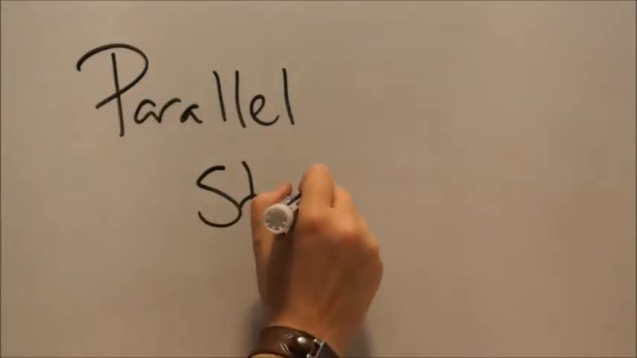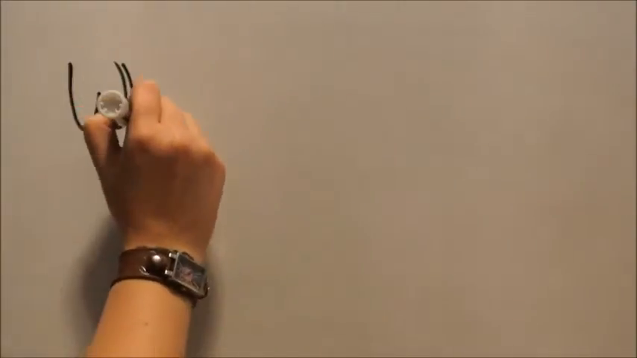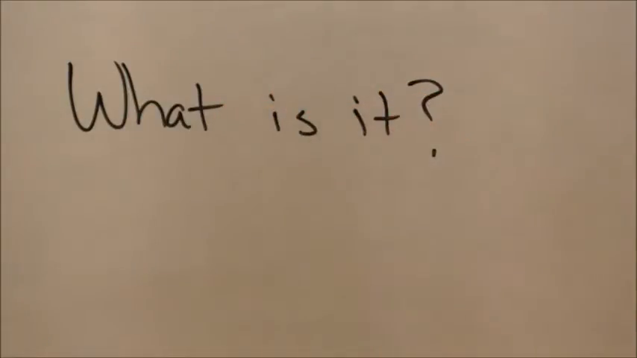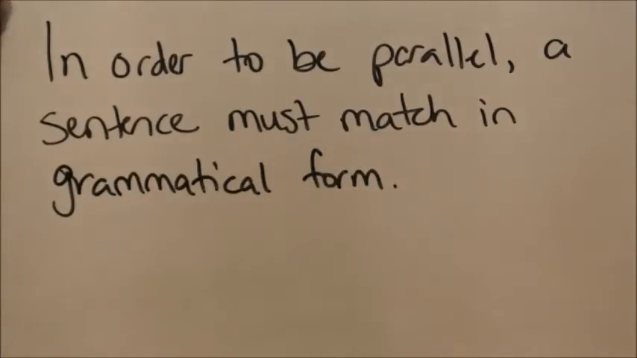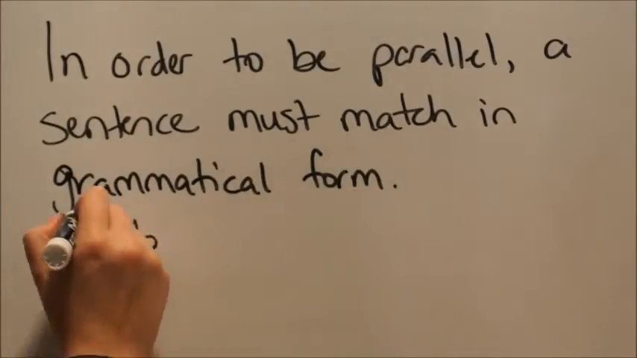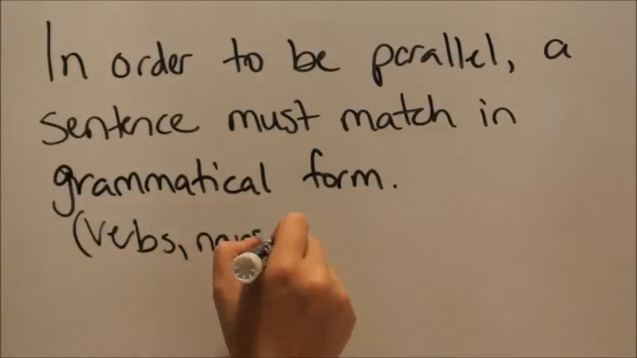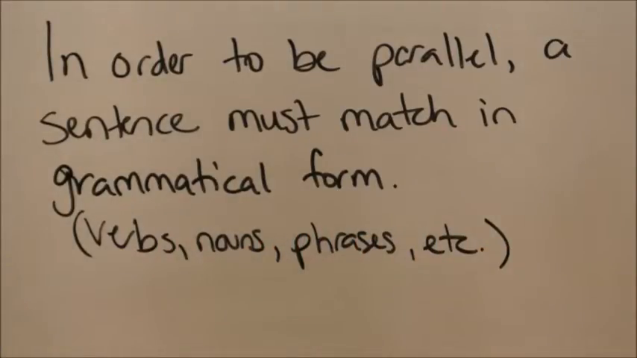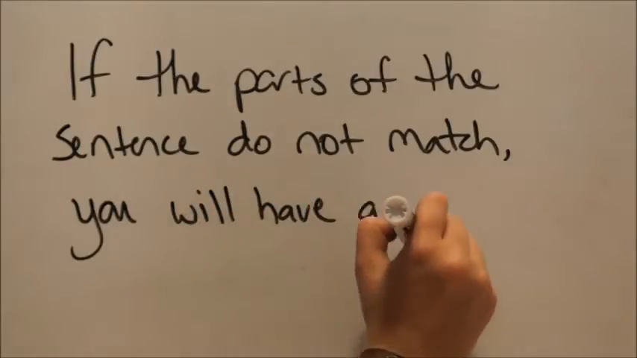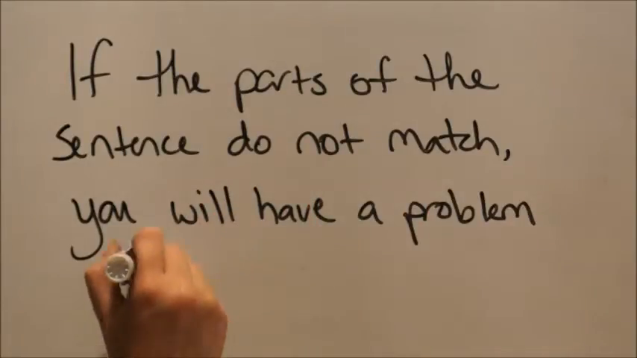So now I'm going to talk about something called parallel structure. Well, what is that? In order to be parallel, a sentence has to match in grammatical form. In other words, things like verbs and nouns and phrases, they all have to be in the same format. They all have to match. So if the parts of the sentence do not match, then you're going to end up having a problem with parallelism.